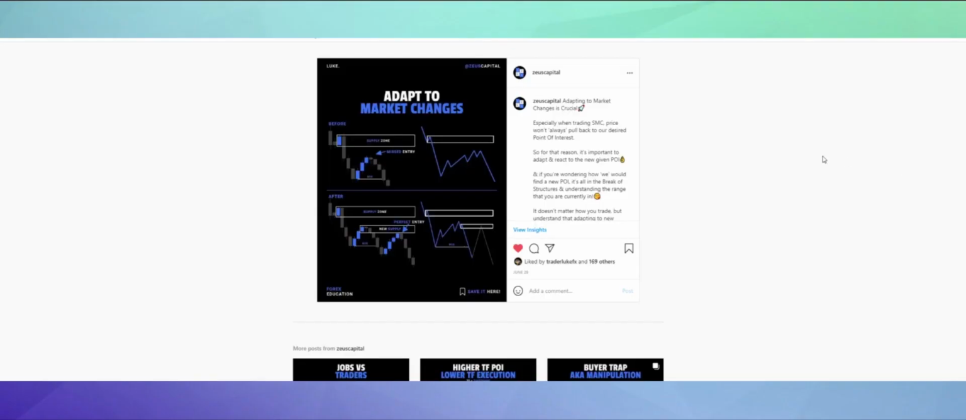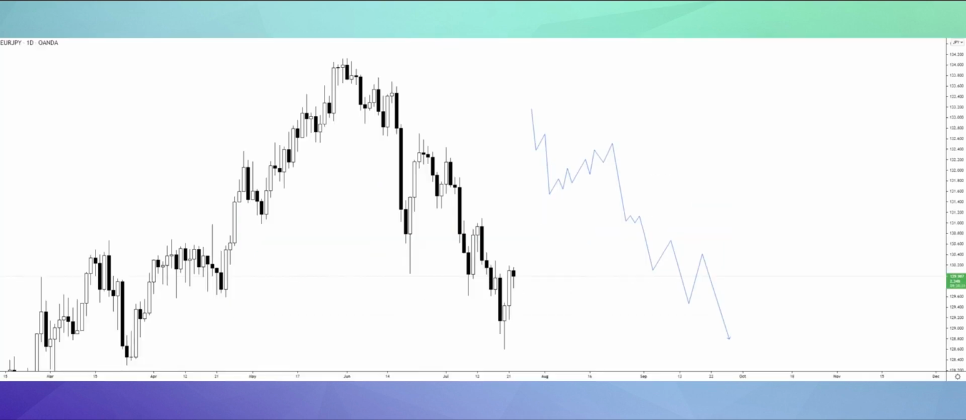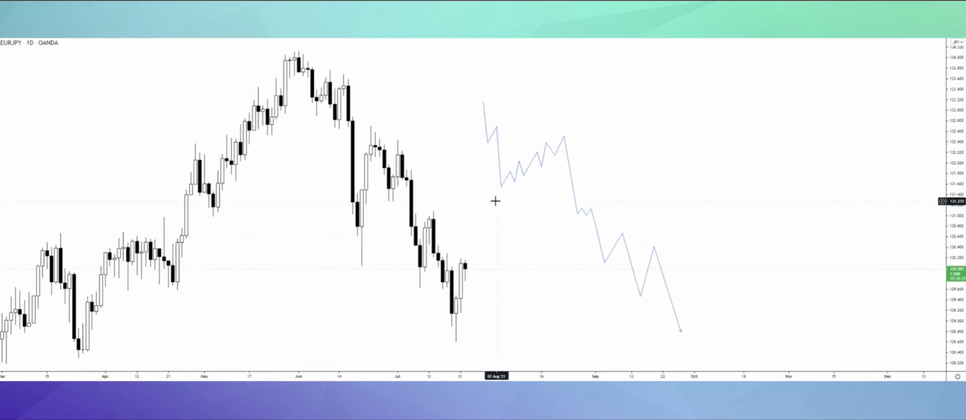Hey, what's going on, guys? So I wanted to talk about ranges. Now, we've just spoken about breaker structures, so it's important we understand our ranges. When I say ranges, I don't mean the sideways correction that we've spoken about in other videos like market structures. A range is pretty much where price is moving sideways.